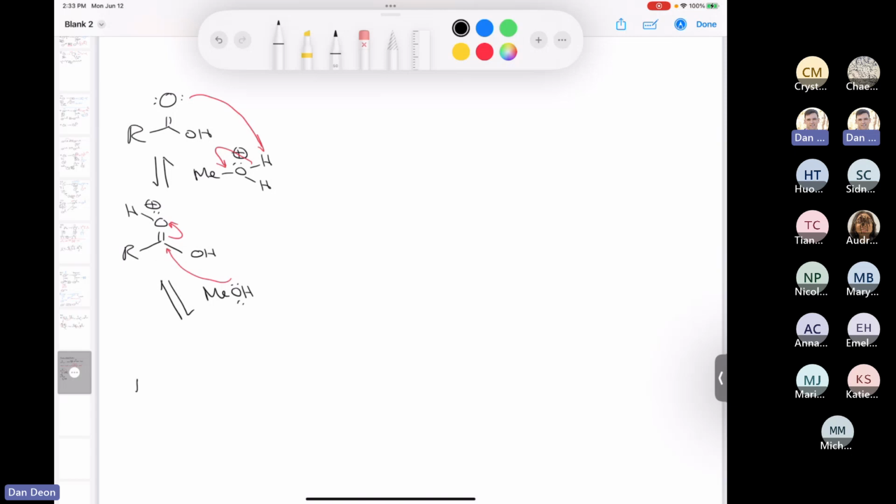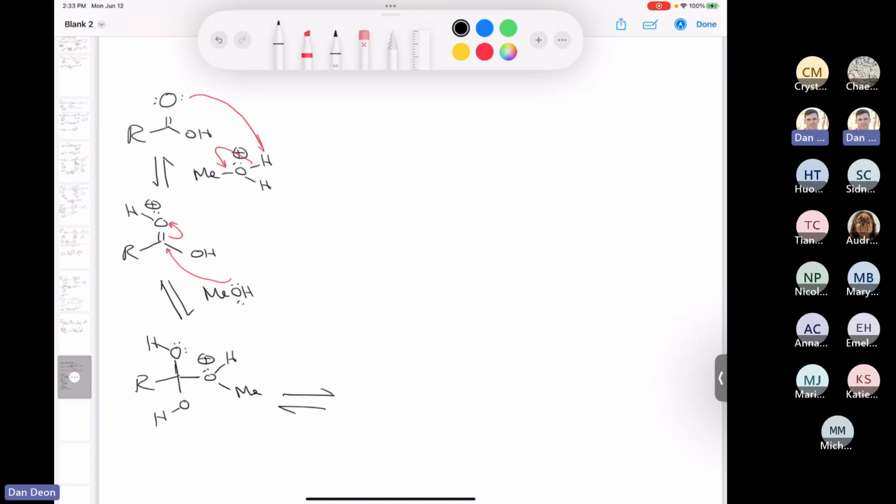So let's draw the intermediate that's formed. We end up with this intermediate here where we have two bonds like this. And now we have the protonated form of methanol on the side here. So now we need to do two proton transfers to remove this proton and put another proton over here. It's two successive proton transfers.